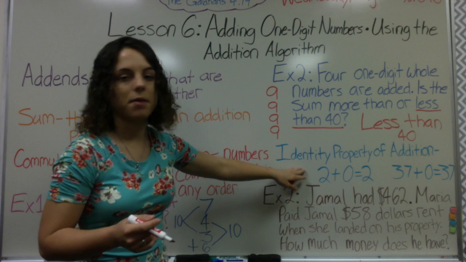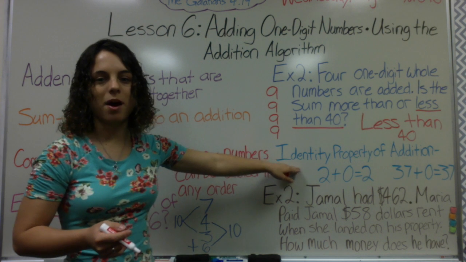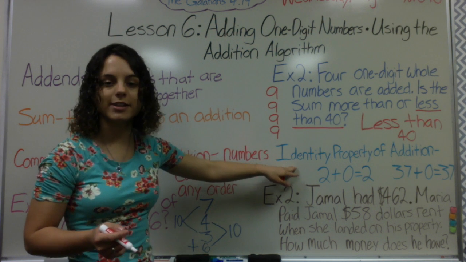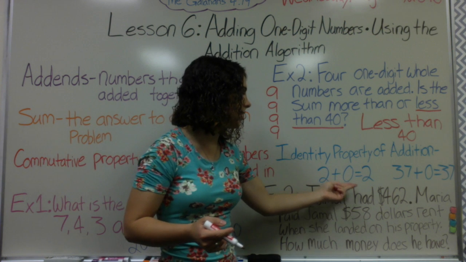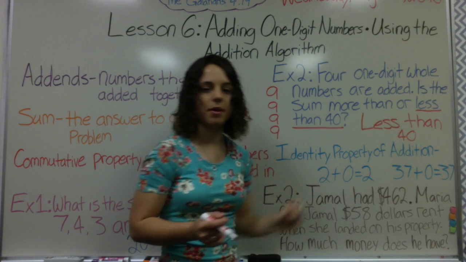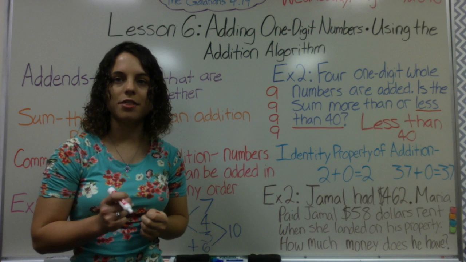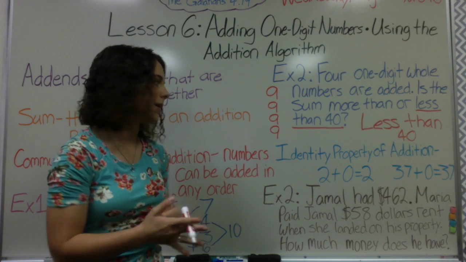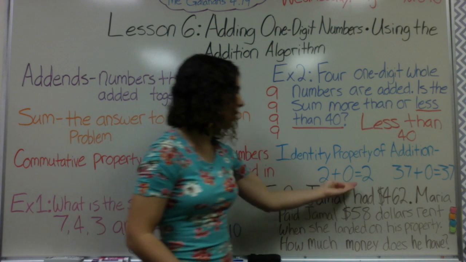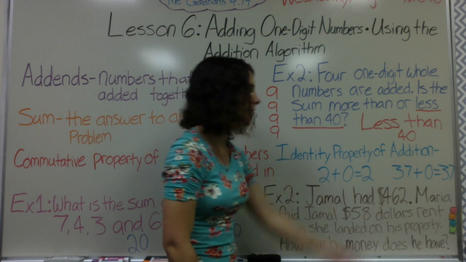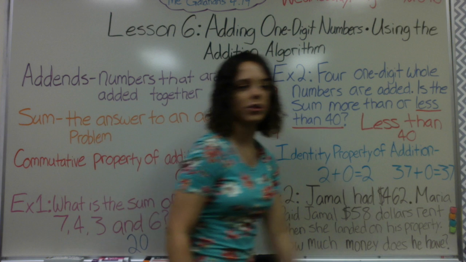Our next property that we have in this lesson is identity property of addition, and this one's very simple. It says that anything plus 0 is going to equal that other number. So if I add 0 to anything, my sum will be that answer. So 2 plus 0, of course, equals 2, and 37 plus 0 equals 37.